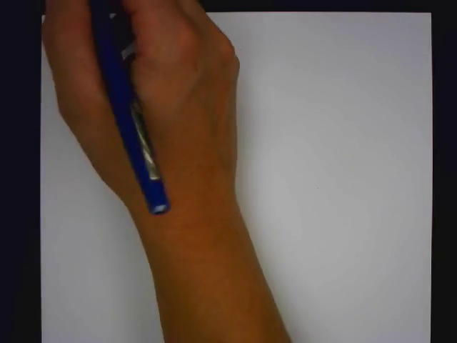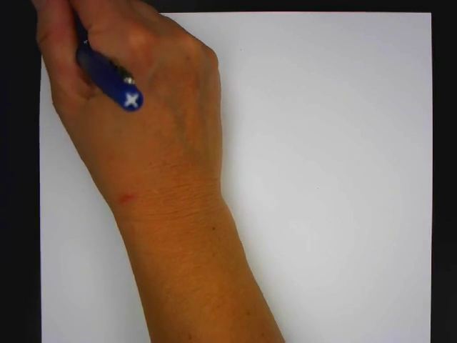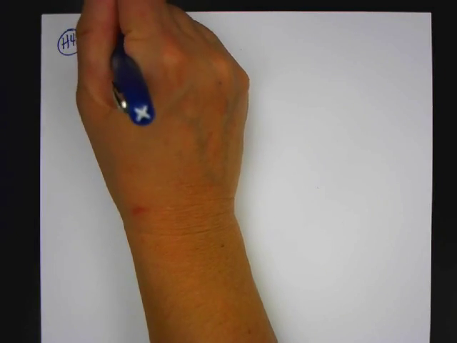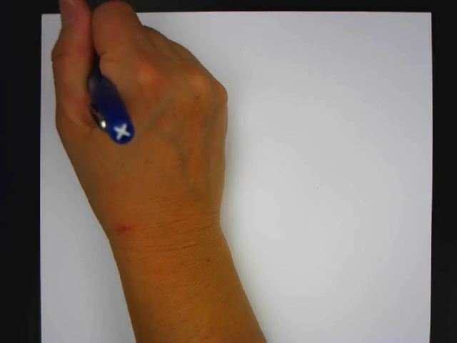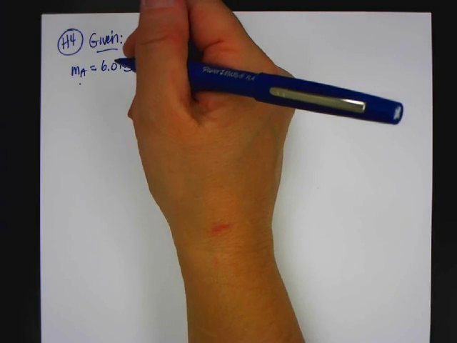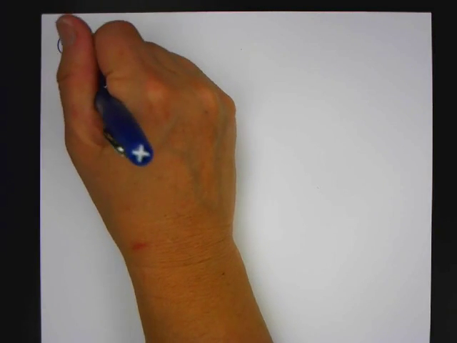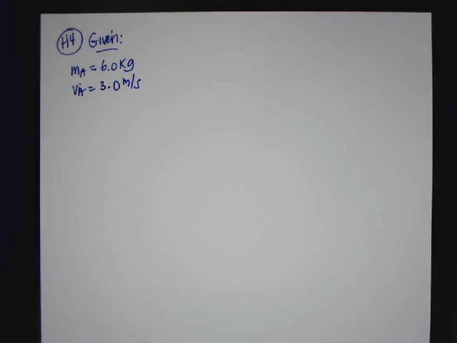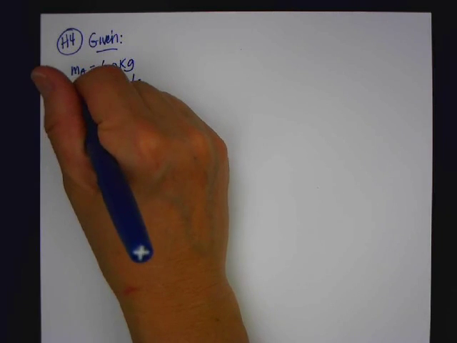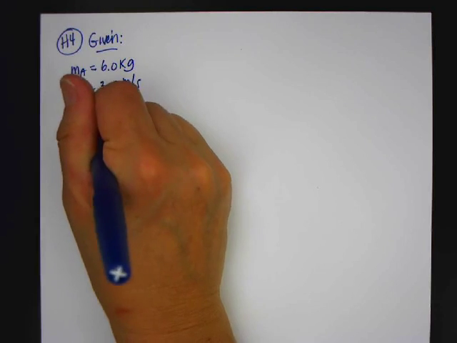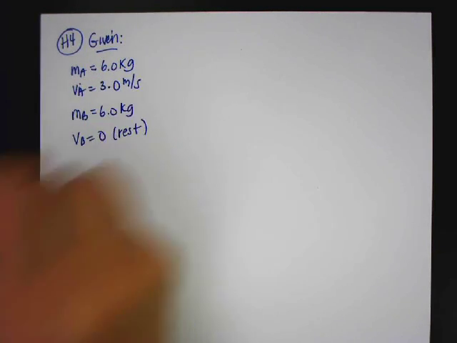Practice A number 4, H. A 6-kilogram object moves with a velocity of 3 meters per second. It collides with the second 6-kilogram object at rest. So VB is 0 because that's what rest means.